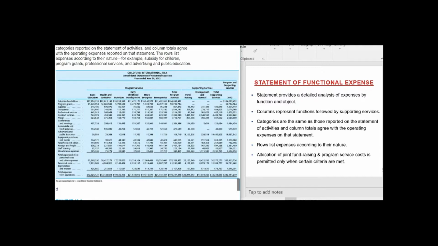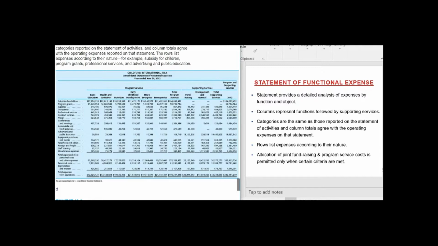Now, in addition to these three statements, as I mentioned earlier, health and welfare entities are required to prepare another statement, which is a statement of functional expenses. Now you will see one example from your textbook, page number 824. This is Child Fund International's example, and it shows their consolidated statement of functional expenses. It's a little bit tiny. I hope all of you have your textbook and will go over that.